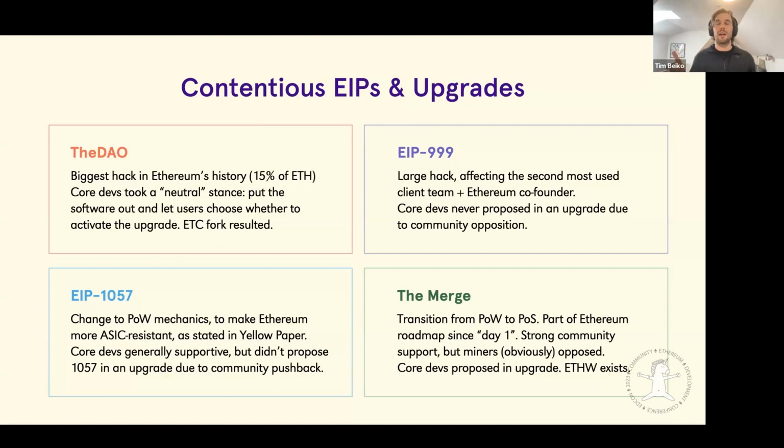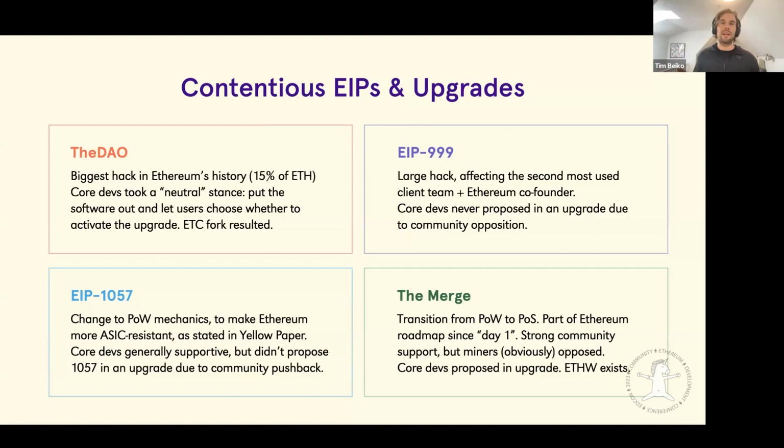And this got a ton of community opposition. So even though this was proposed by one of the co-founders of Ethereum, from the second most used client, a very central core dev team, the rest of the different client teams never agreed to propose this in an upgrade due to the community opposition. So this was an even more conservative stance than was taken with the DAO.